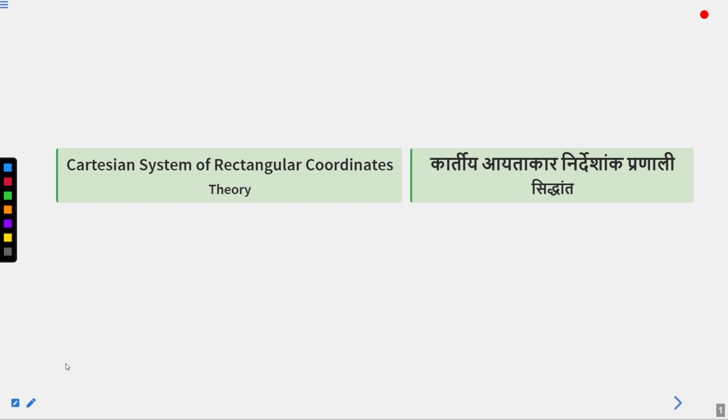Hello everyone, welcome to today's lecture. In today's lecture, we will study theory portions of Cartesian system of rectangular coordinates. So let's move forward.